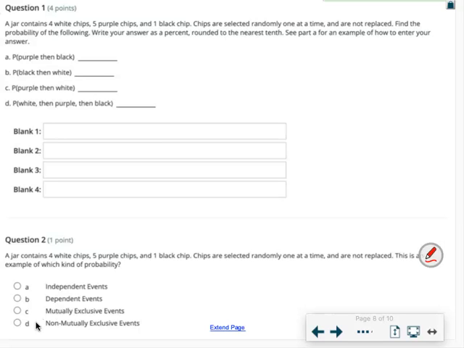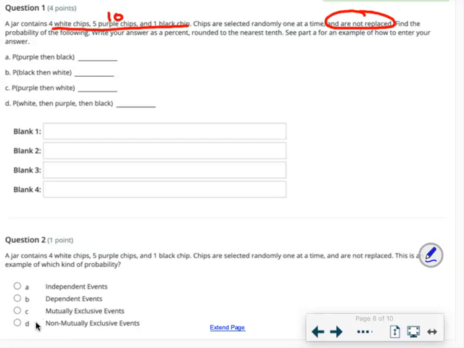Question 1. A jar contains 4 white chips, 5 purple chips, and 1 black chip. That's a total of 10 chips. Chips are randomly selected one at a time and are not replaced. That's a really big deal. Find the probability of the following. We want our answer as a percent rounded to the nearest tenth of a percent.